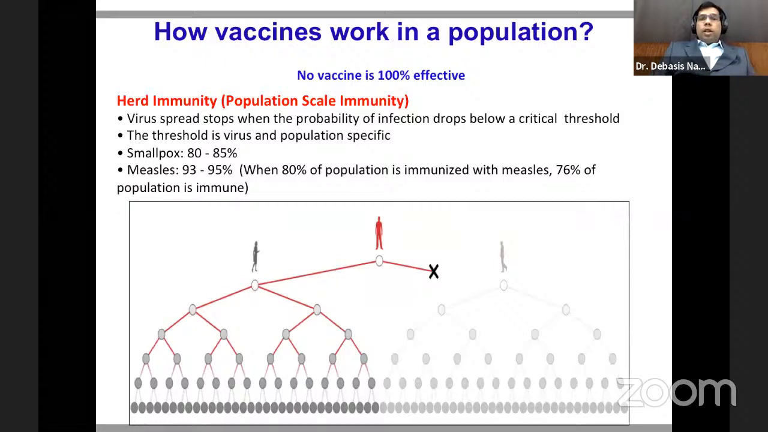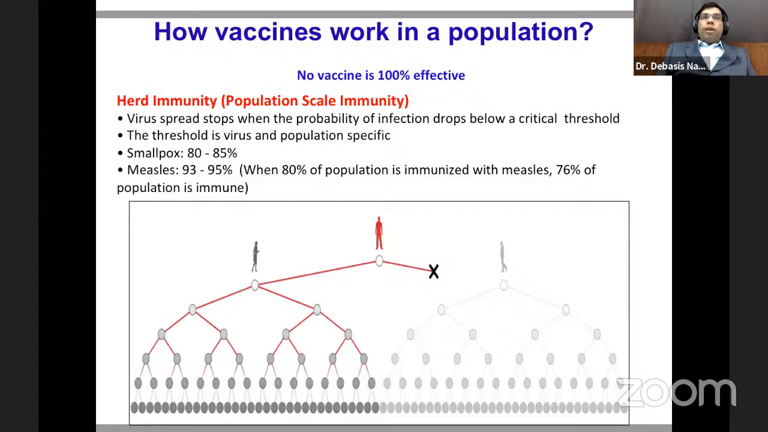So here is an analogy which I'm trying to show you. If an infected person is transmitting the virus to another person who does not have immune protection or is not vaccinated, then that person will pick up the infection. But if this person is vaccinated, even if the infected person transmits the disease, this person will not get the infection. So by vaccinating an individual, we are reducing the probability of population spread. That exactly is herd immunity.